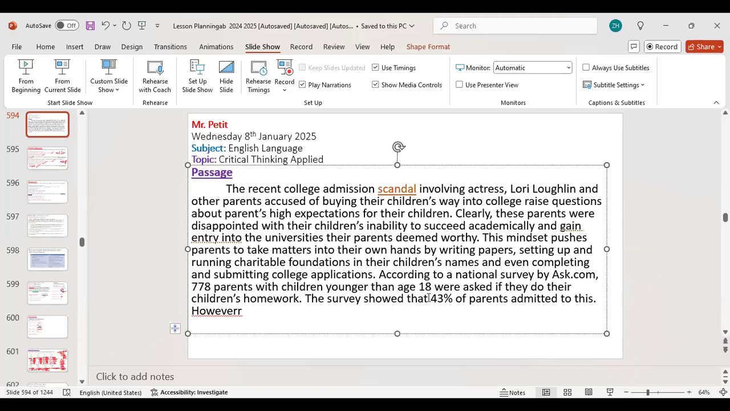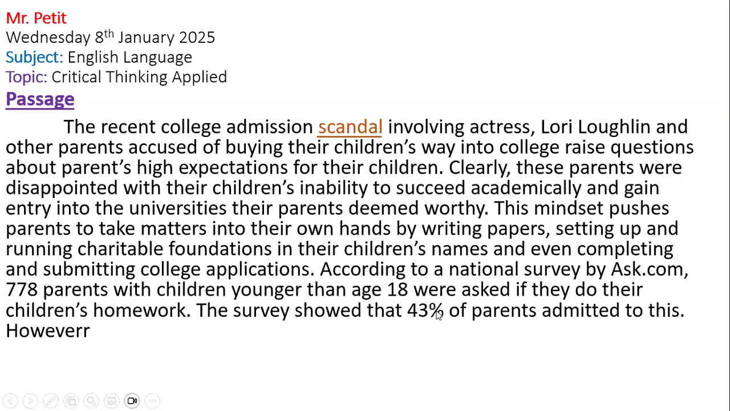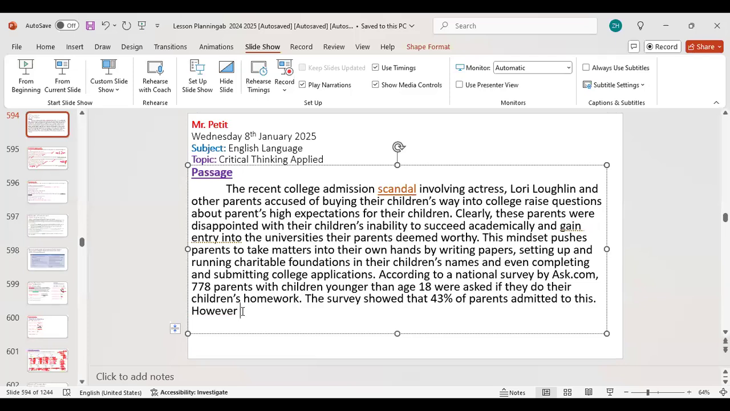The survey showed that 43% of parents admitted to this. So parents, according to the survey, a lot of them do their children's homework. So the author here is providing what? Evidence. For what? Their claim. Their point. But the survey was not taken in the Bahamas. What do you think it would be if it were taken in the Bahamas? 0%, because people would lie. They wouldn't admit to it, right?